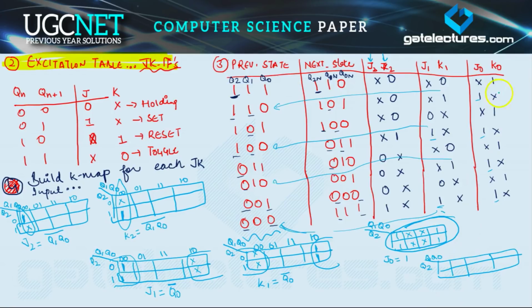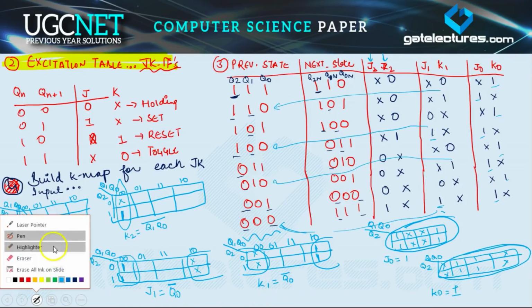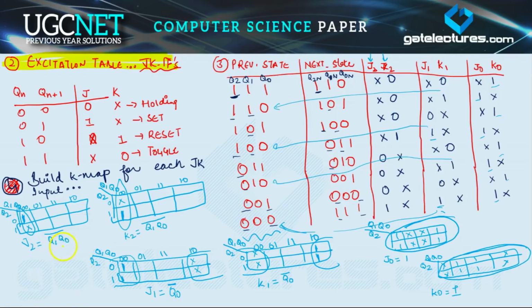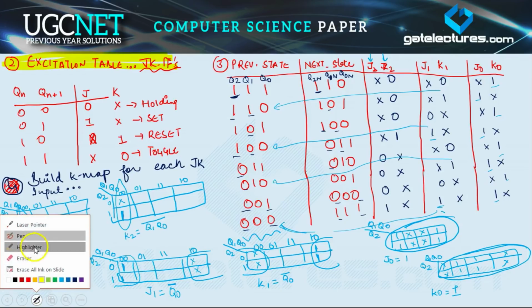Okay, and the K values are 1 here, here, here, here, and see the corresponding previous state values, so you can find this one. So again we can group the whole, and the K0 value is equal to 1. Now I'm just going to highlight all the input values.